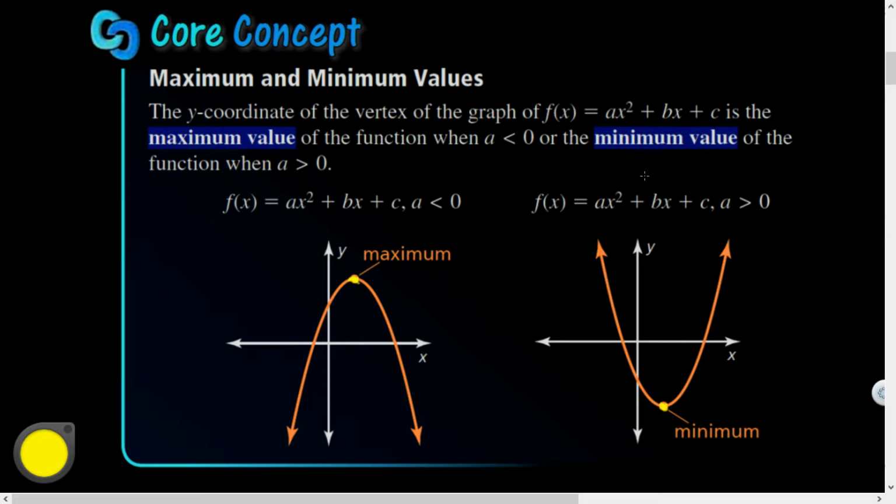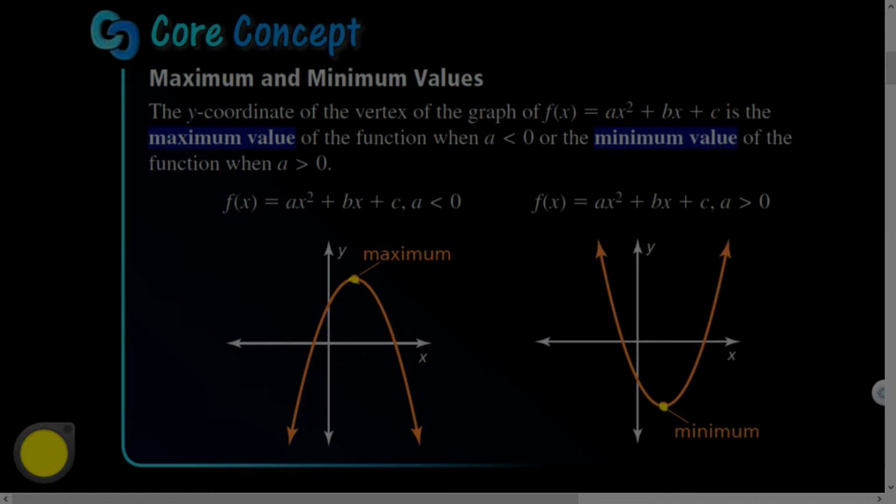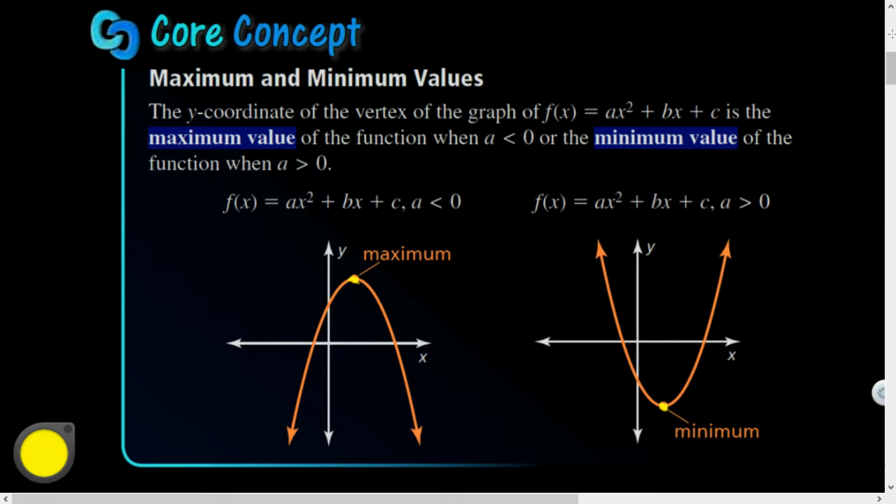But right now, today, we're just thinking about maximum and minimum, and these happen to be the max and min for the entire graph. So let's look at example 3 together. Here we go.